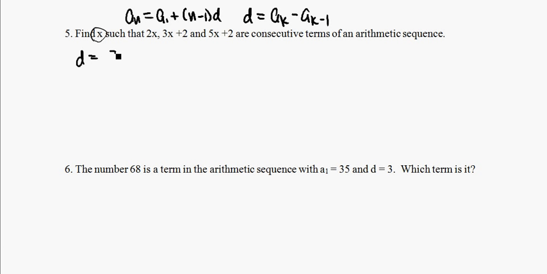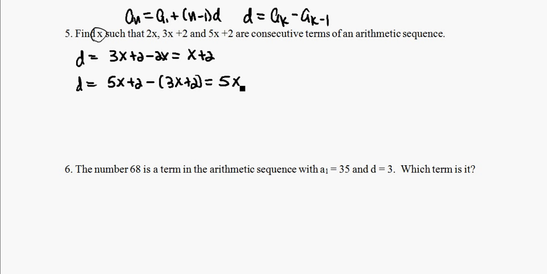Well, the common difference of these two terms is 3x plus 2 minus 2x, which is equal to x plus 2. And the common difference of these two terms is 5x plus 2 minus (3x plus 2). So I distribute the negative. I get 5x plus 2 minus 3x minus 2, which is equal to 2x. And I use the same d for both of these because the common difference has to be constant, or it has to be common, hence common difference.